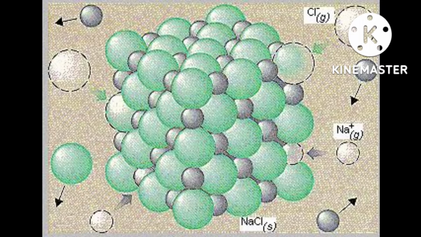Today I am going to discuss enthalpy of solution. Last class I discussed enthalpy of bond. Now I am going to discuss enthalpy of solution. Its symbol is delta sol H. Sol means solution. Near the delta you write sol.